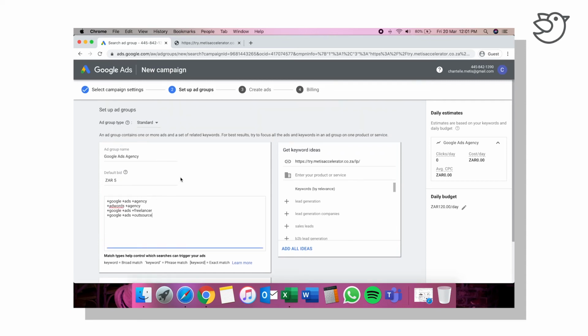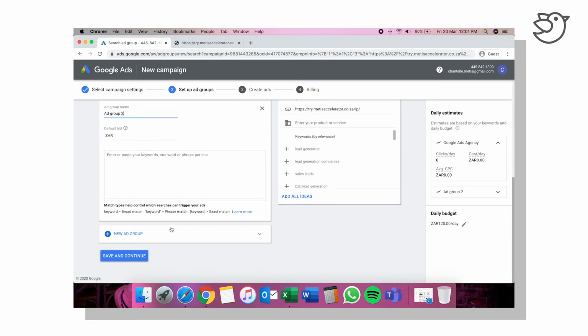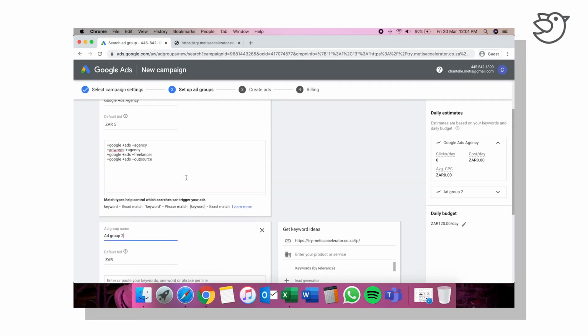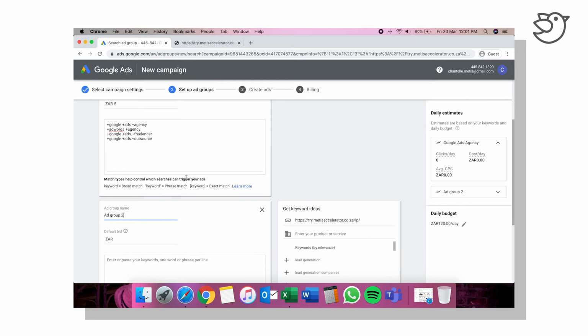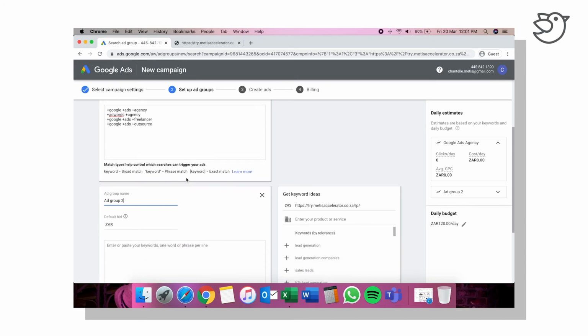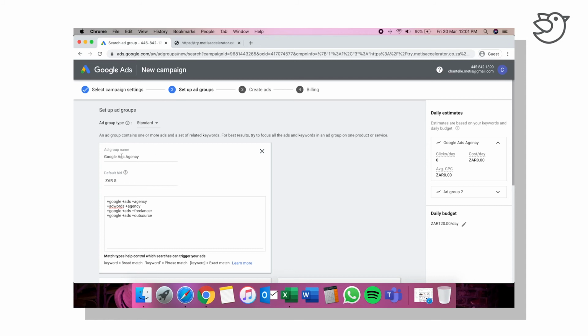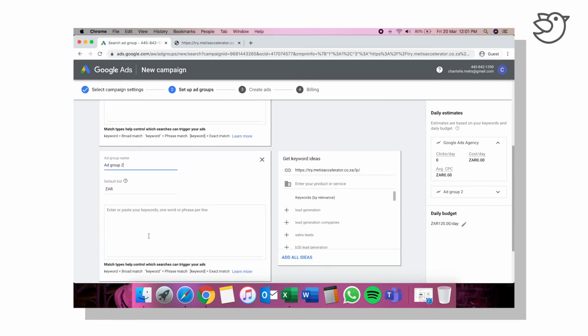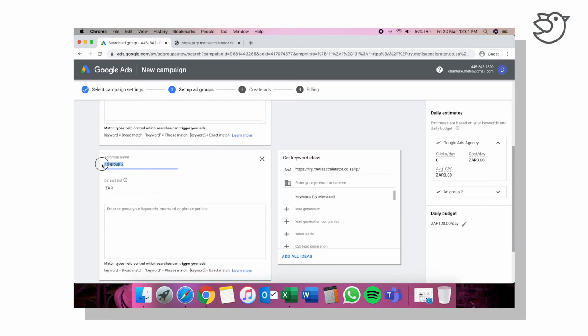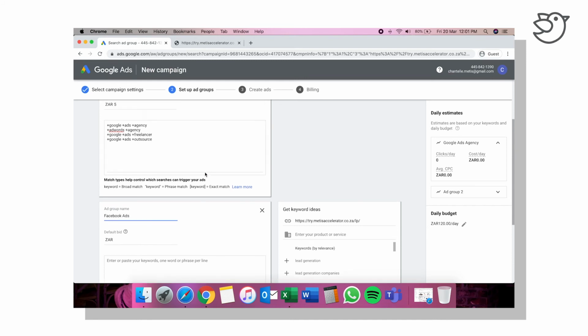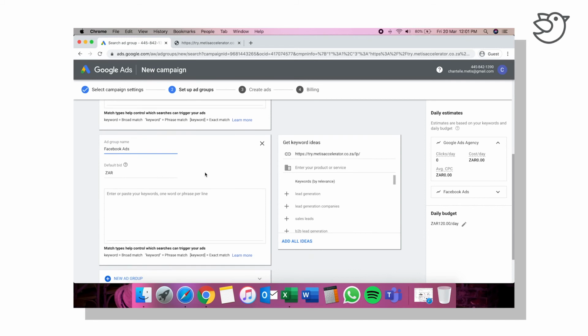So that is essentially my first ad group. And then I'm like, okay, cool, that's all good and well. But you know what? I actually also offer Facebook advertising. So I now want to have a new ad group for that particular service. So again, I'm going to go in here and type in, I want to show for Facebook ads. Again, agency. Again, let me start with my default bid of 5 Rand.